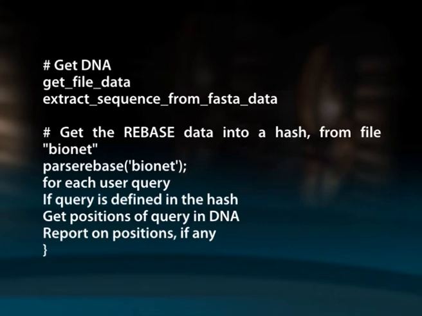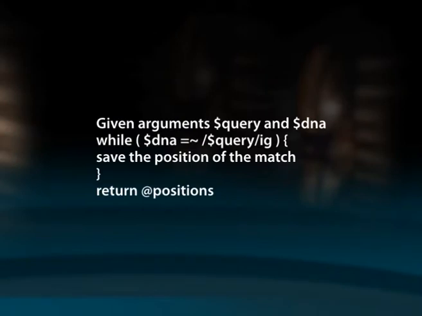For each user query, if the query is defined in the hash, get positions of the query in DNA and report on positions if any. Now we are going to write a subroutine that finds the positions of the query in the DNA. We can use a global search in a while loop, given arguments $query and $DNA. While DNA equals the regular expression $query, save the position of the match and return those positions.